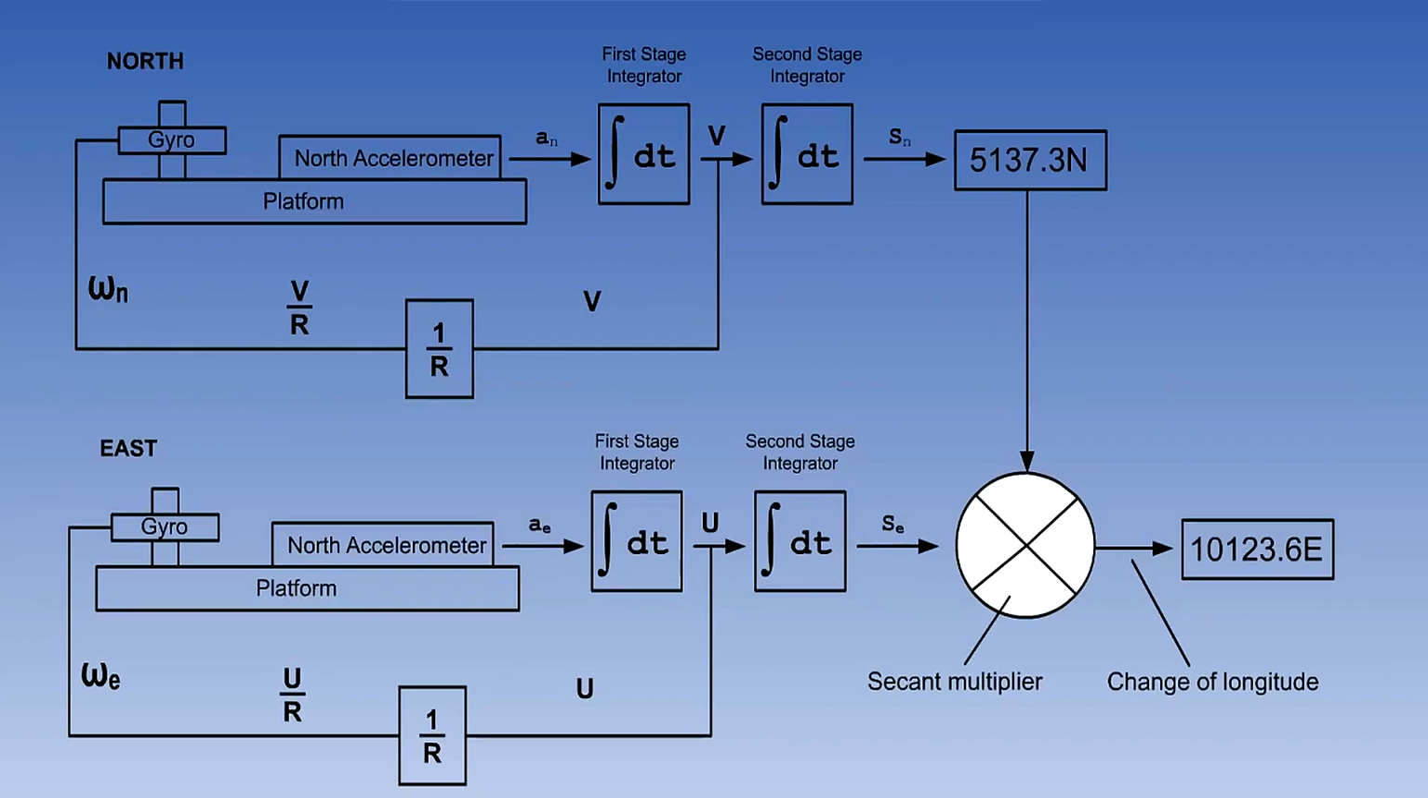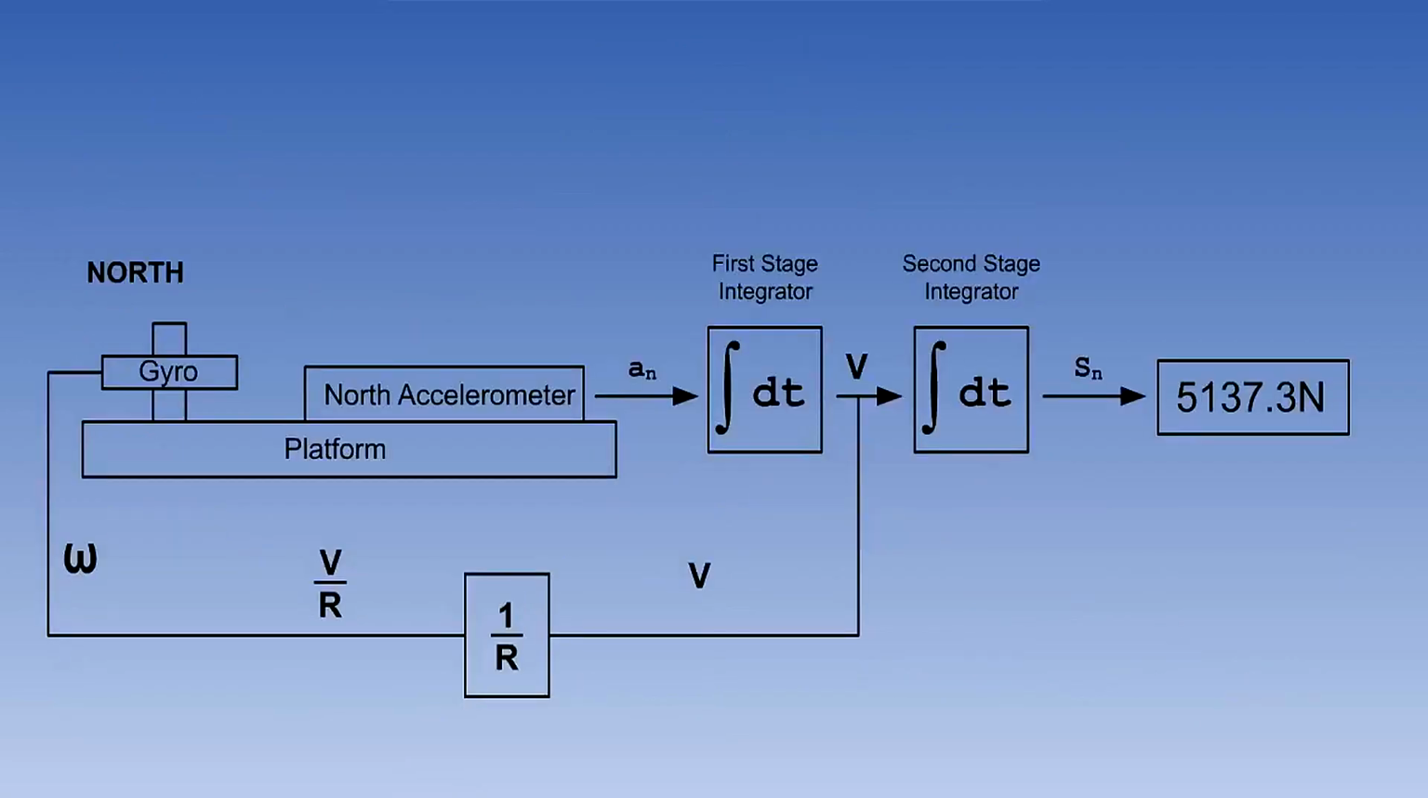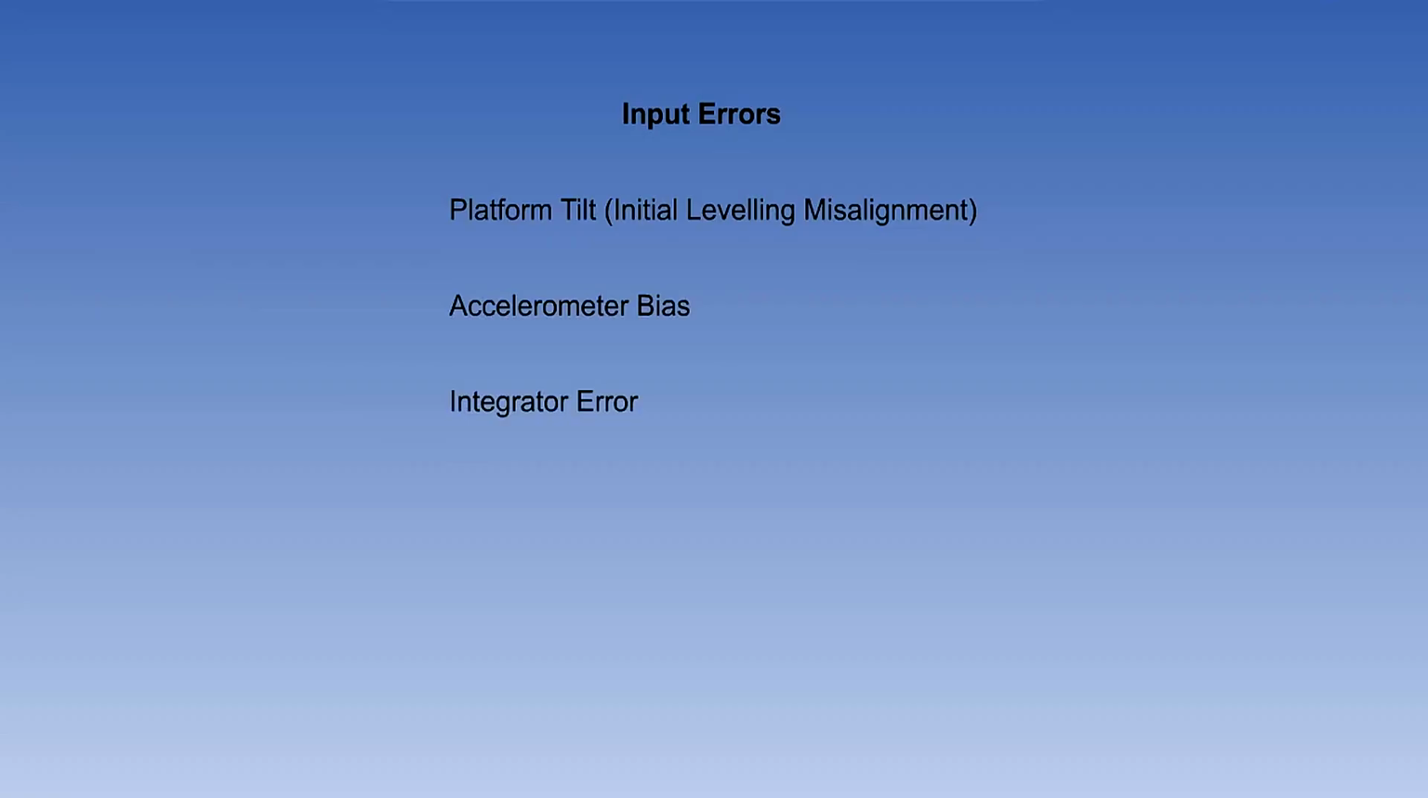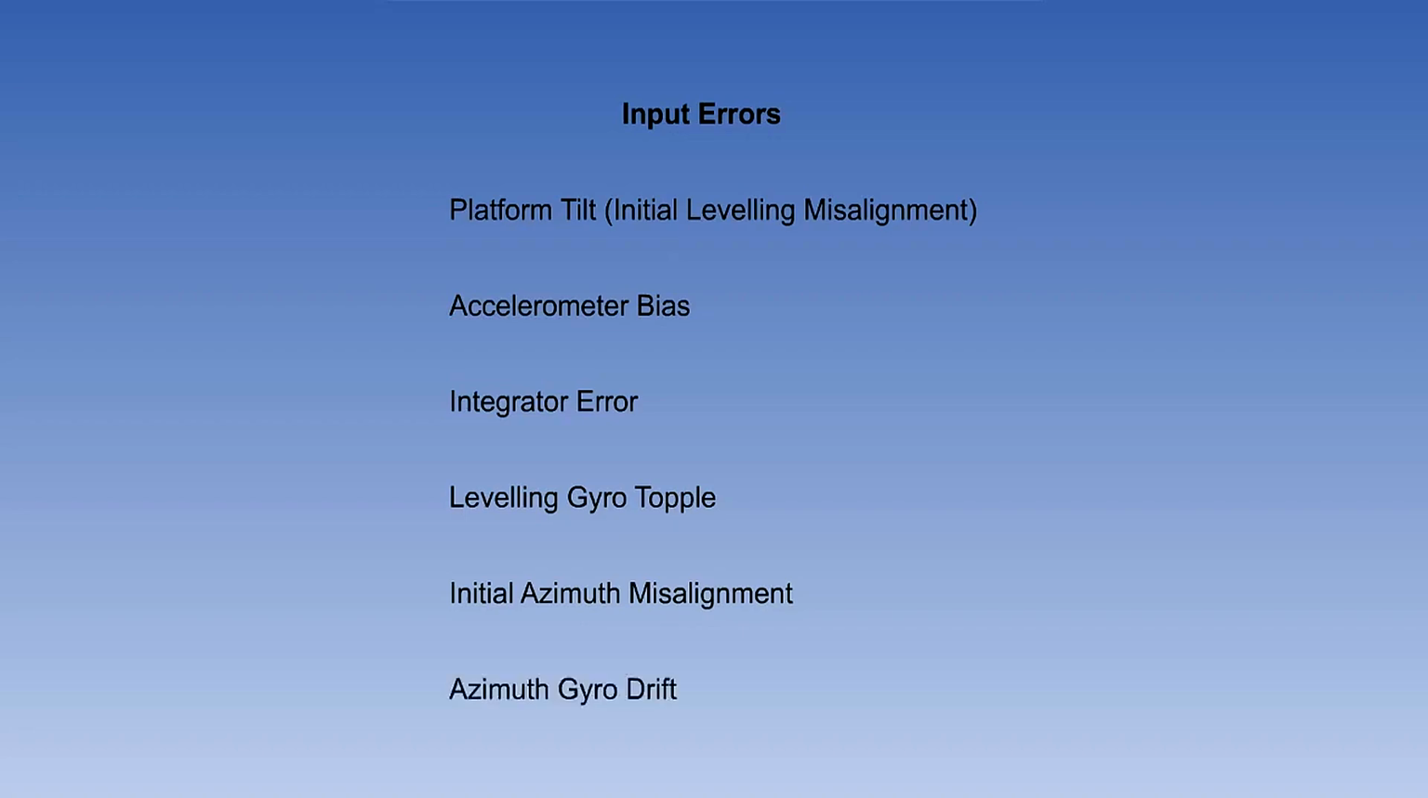The same sequence is taking place simultaneously in the East-West channel, the only difference being the addition of a secant multiplier to convert the easterly distance gone into change of longitude. So, where are the possible sources of error? There are 6. We'll explain them in more detail in a moment, but first we'll list them. These errors are platform tilt, accelerometer bias, integrator error, leveling gyro topple, initial azimuth misalignment, and azimuth gyro drift.